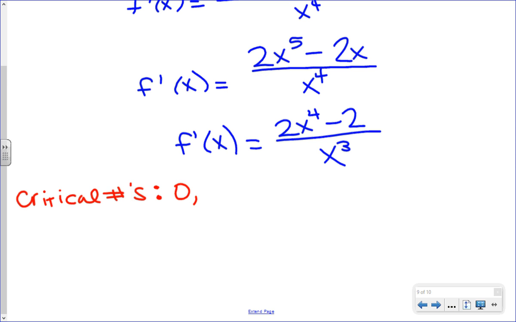Some of us may need to do some algebra. Some of us may want to do this in our head. I really don't have a preference. I know that some of us can do some calculations in our head, and the algebra isn't what I'm most concerned about right now. So, if we set the numerator equal to 0, we get 2x to the 4th equals 2, which means x to the 4th equals 1. Be careful: plus or minus. x is plus or minus 1. Anytime we take an even root of both sides, we have to have the plus or minus.